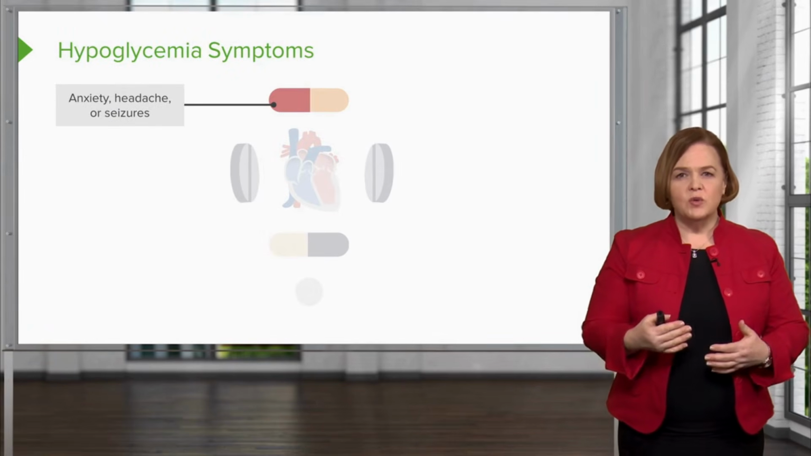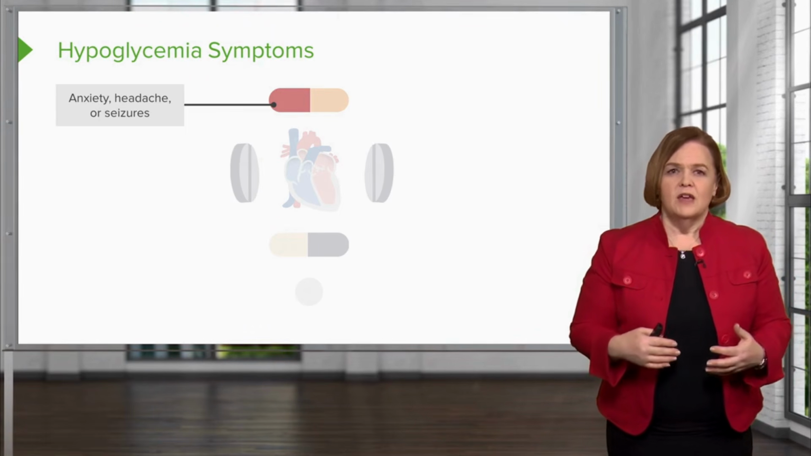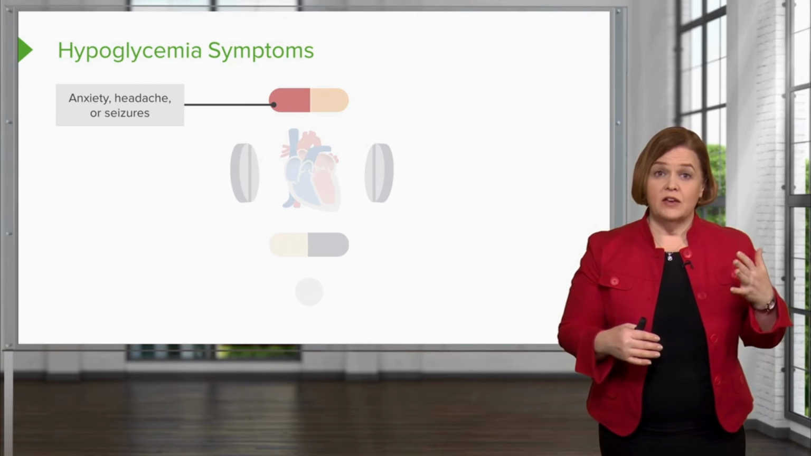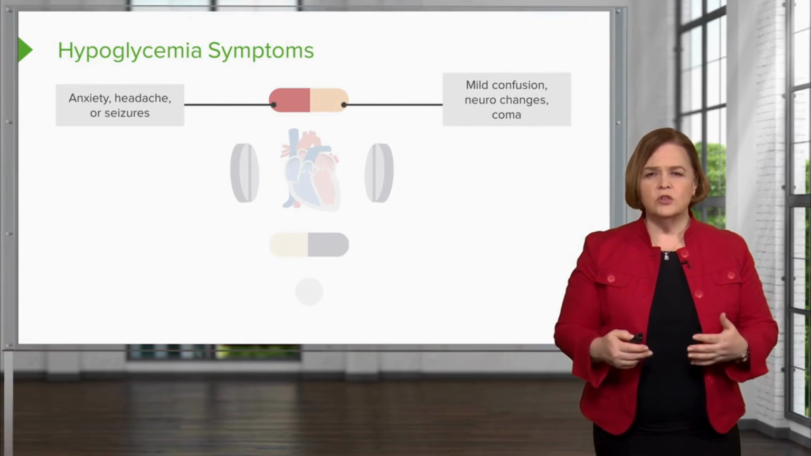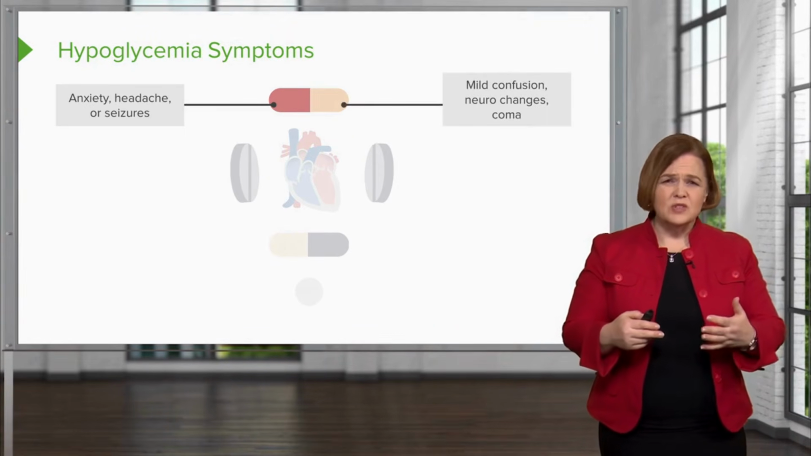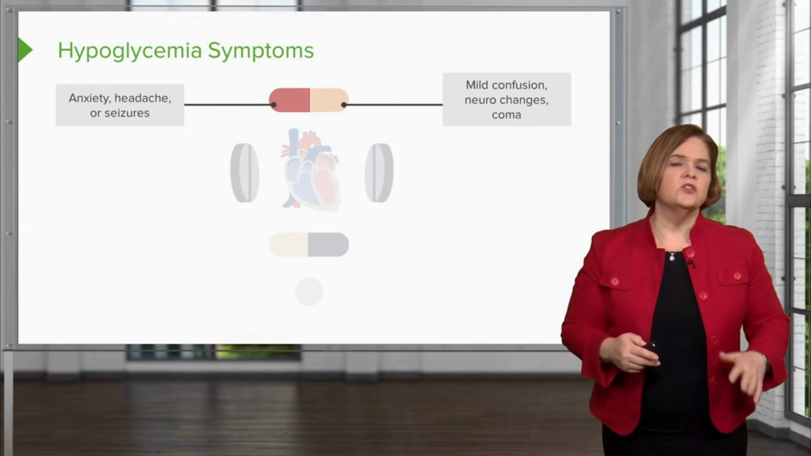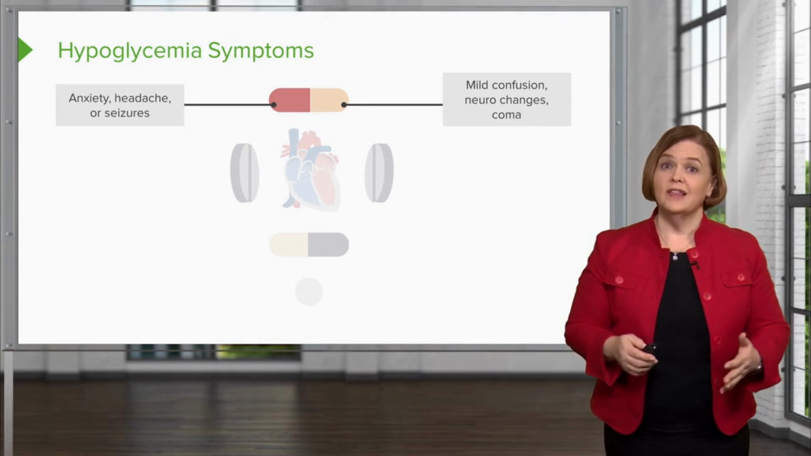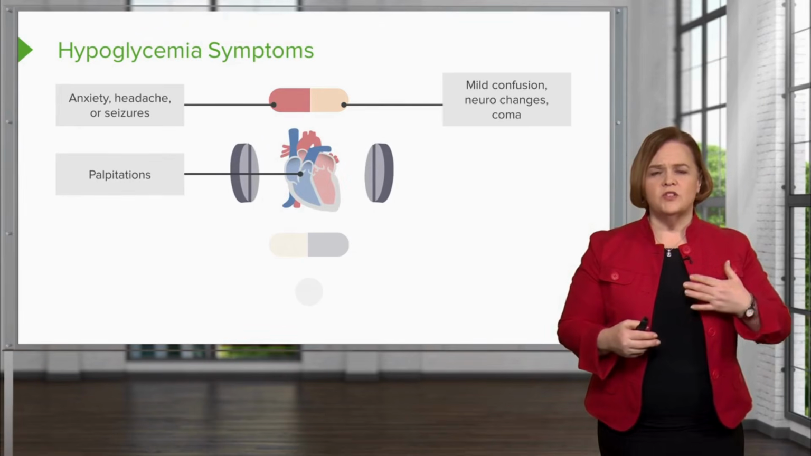Okay, just a quick review of what the signs and symptoms are of low blood sugar. The patient will become kind of anxious. They might have a headache, or as it progresses, it could even lead to seizures. They might have some neural changes. They might be kind of confused, not be able to think clearly. Remember, we're talking about a finger stick blood sugar that's probably low, like less than 50 low when it gets to that point.